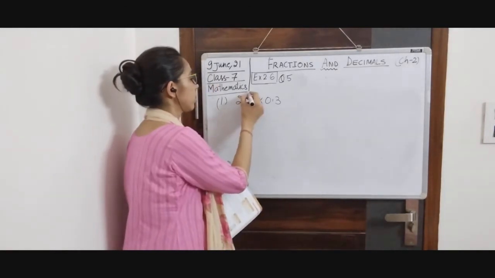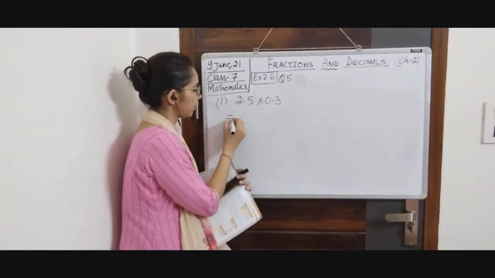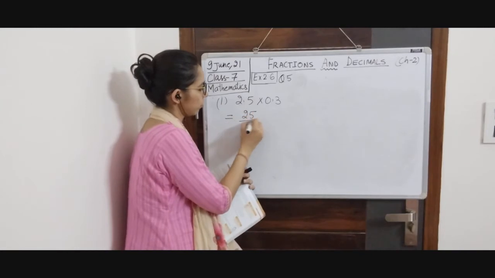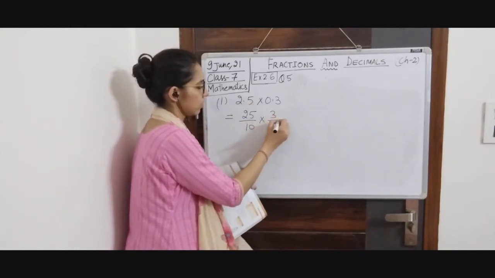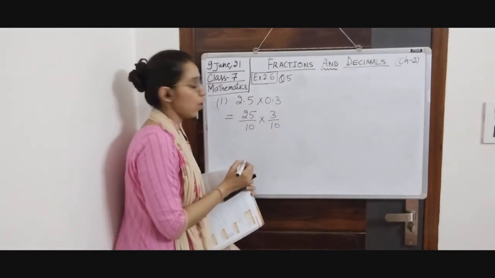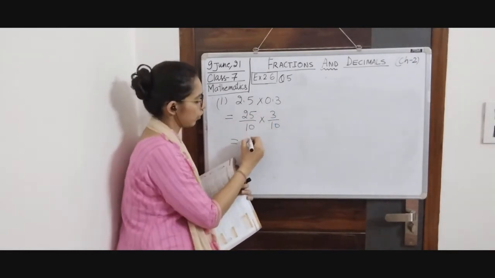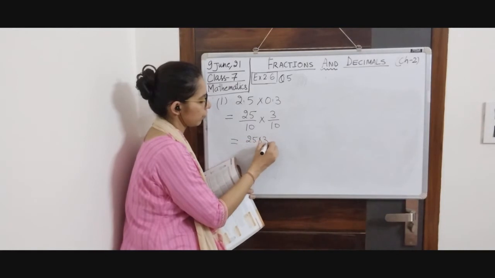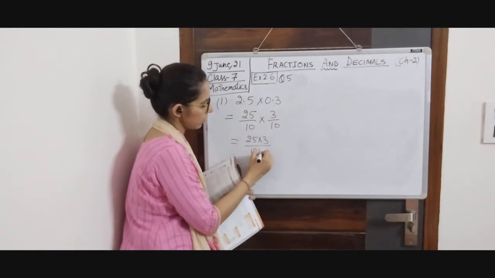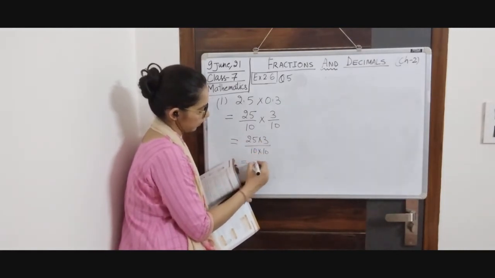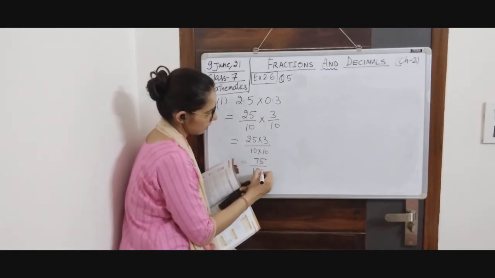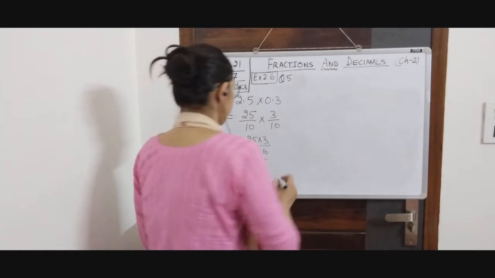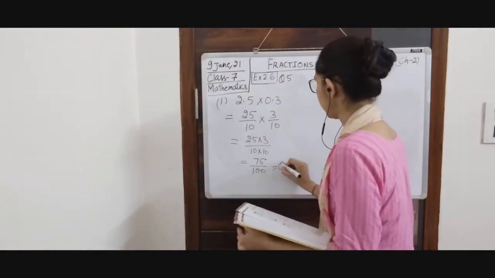For this case, we will try a different approach, just a little different approach. We will remove the decimals. This much. Okay. Now we will perform multiplication of numerators, that is 25 into 3 and 10 into 10. Okay. 25 into 3 divided by 100. Okay. It will be 0.75.